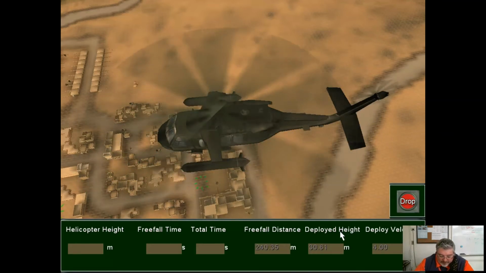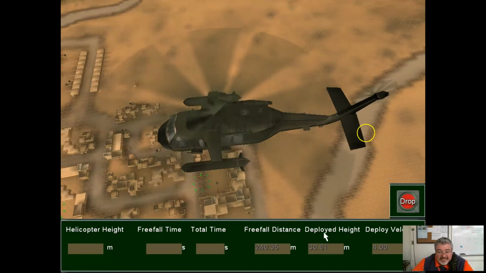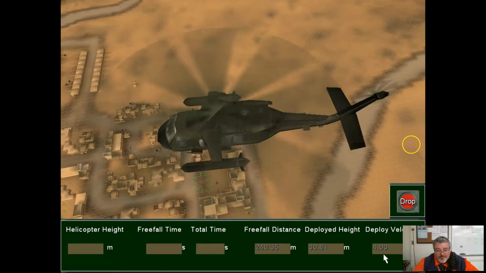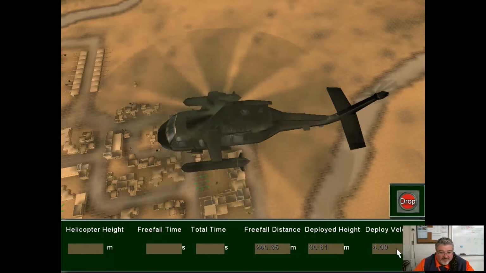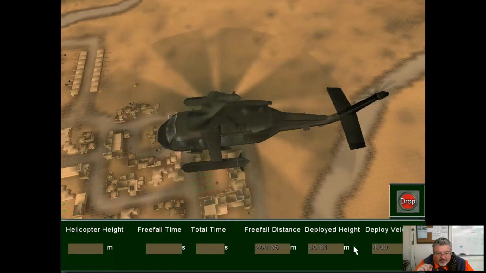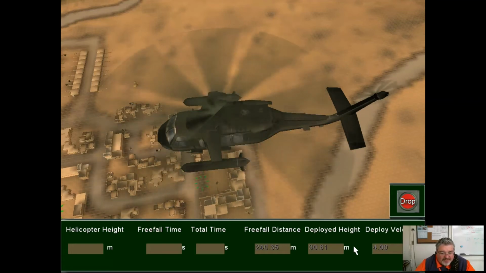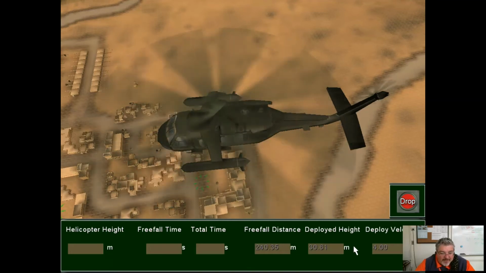right? So if we remember our formula, D equals V times T. So D, distance, deployed height, equals V times T. So to find T, I'd need to take deployed height divided by deployed velocity. So that would be something that I'm going to need to find total time. So we'll get to that in a second. Free fall distance. Can I figure out free fall distance? I got free fall distance, I got free fall time, I got helicopter height.